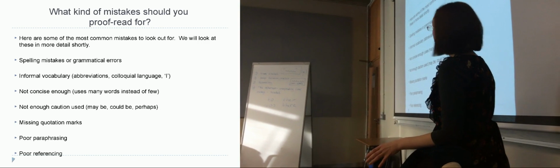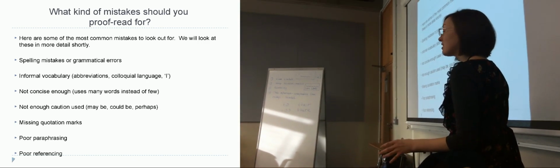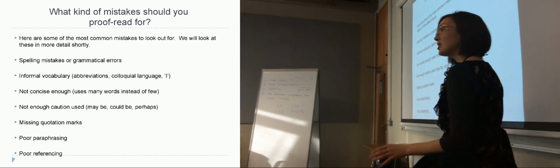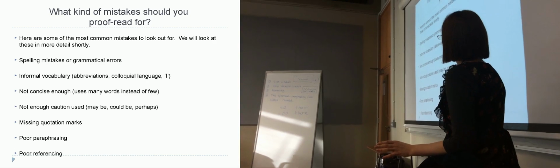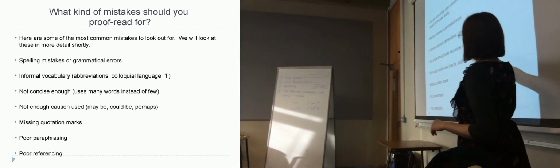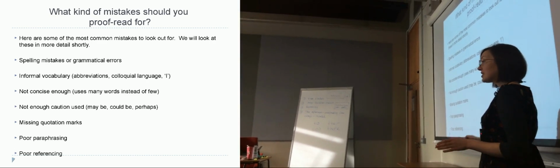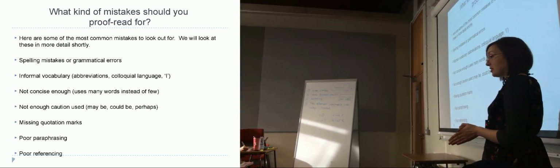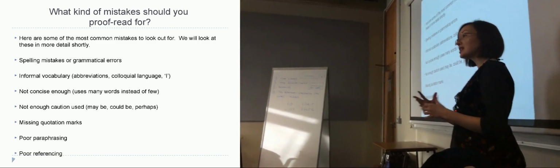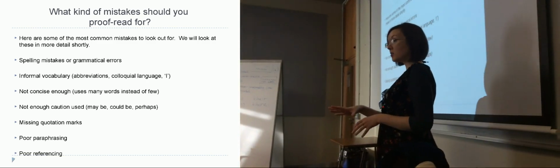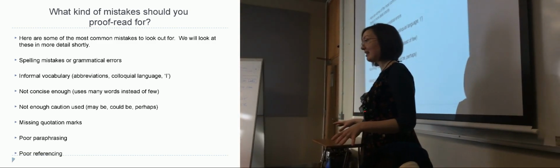Something else that you need to proofread your essays for is making sure that it is concise. If your essay is not concise enough, then it needs to be. For example, if you use a lot of words to say something that you could have said in very, very few words. Yeah? So if you can say something in 5 words, that's better than using 10 words to say it.